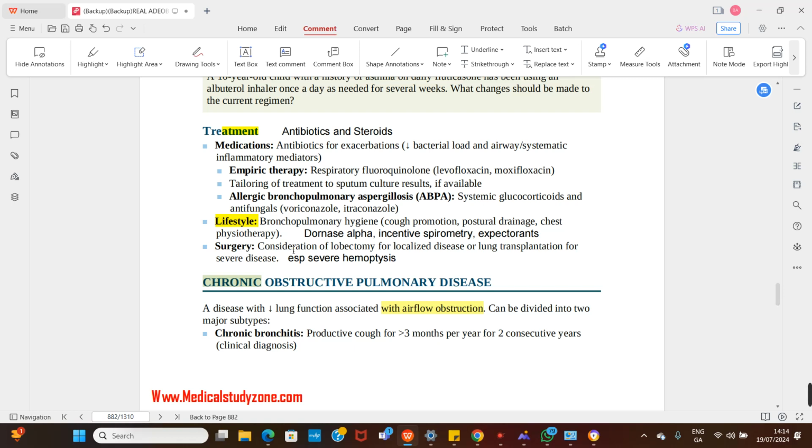Surgery. For severe cases, so bad, you can do a lobectomy if it's affecting a certain segment of the lungs. But if it's very bad, both lungs are affected, you might need to do a lung transplantation.